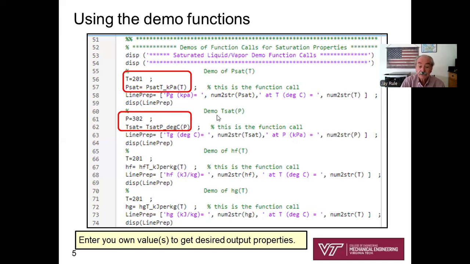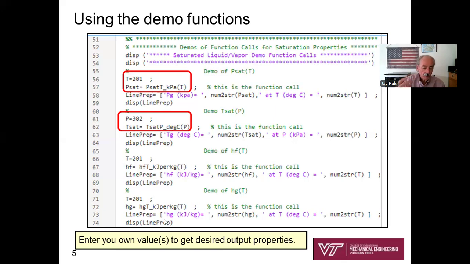So next example, next demo is given a certain pressure, 302 kPa. What's the boiling point? What's Tsat? What's the temperature at saturation at 302 kPa? Same idea. I'm going to assign variable Tsat in MATLAB equals the function call, the function name, Tsat P in degrees C, with P as the input. So I hope you get the idea.